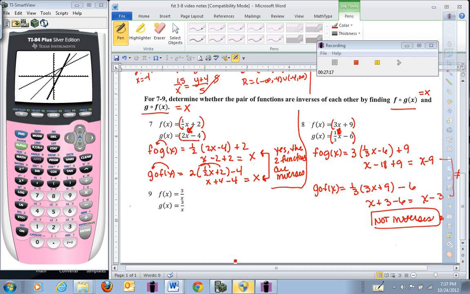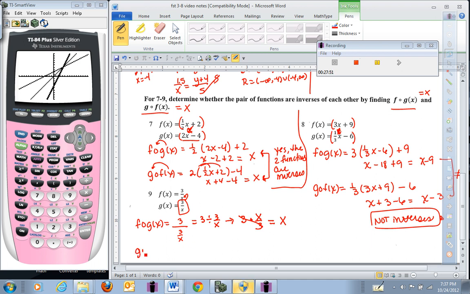Okay, let's try number 9. Number 9 says, okay, if I wanted to do f of g of x, then I'm going to put this in for x right here. So it would be 3 over x. Okay, that means 3 divided by 3 over x, which is the same thing as 3 times x over 3. These 3's are going to cancel, and that's going to equal x, isn't it?